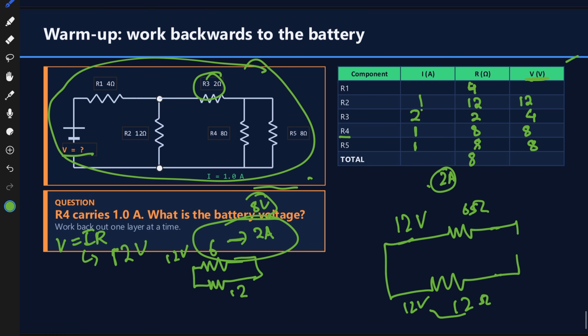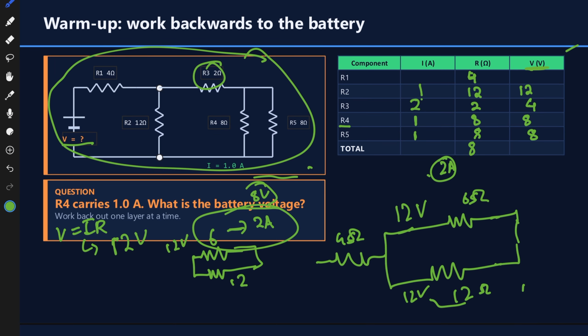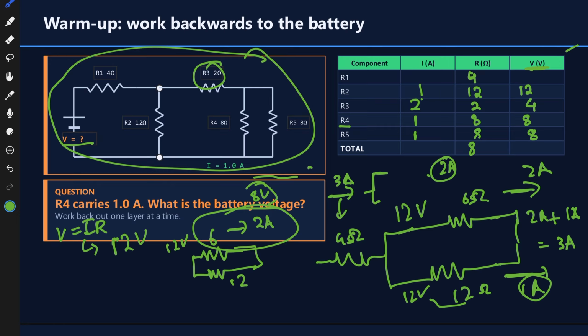And we're almost done. We just need to find this final branch here. So what do we know here? If there's 1 amp of current running through this downward side, right? And there's 2 amps of current running through this upward side, then 2 amps plus 1 amp is 3 amps, right? That's the total current. So there was 3 amps of current running through here, and then it's split up into both of these, into 2 amps and 1 amp.